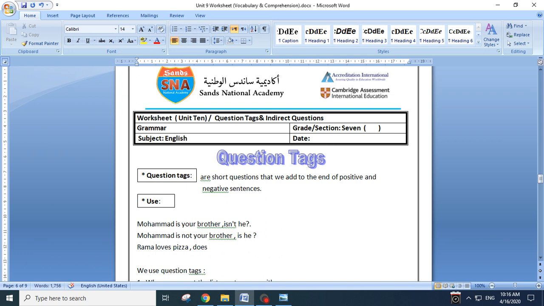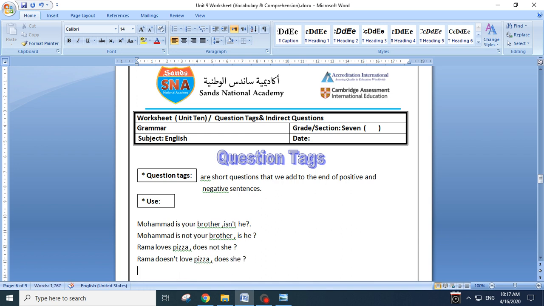This is does. Now, because the statement is positive, we have to use a negative auxiliary in the question tag. So doesn't, or does not. Now at the end we have to use the pronoun for Rama, which is she. Doesn't she? Again, Rama doesn't love pizza. Here we have a negative, so just add the positive does, then the pronoun she.